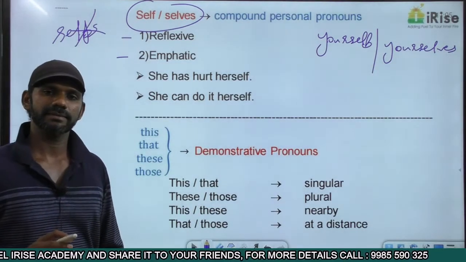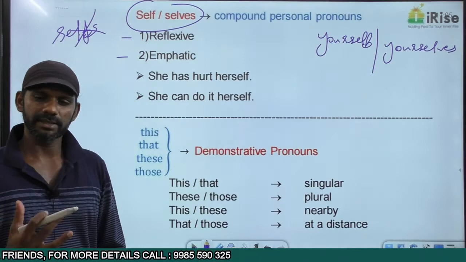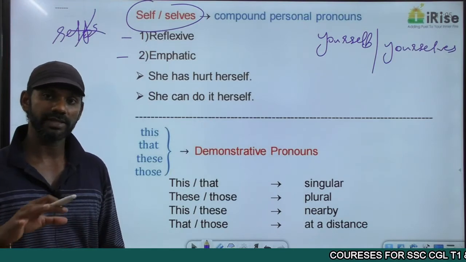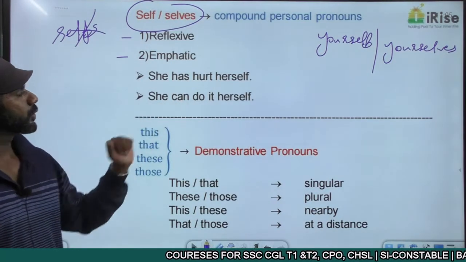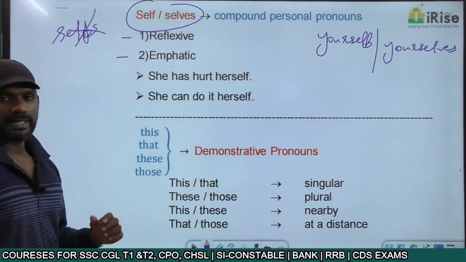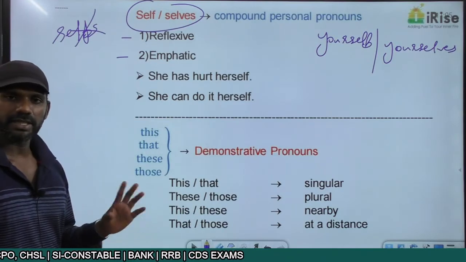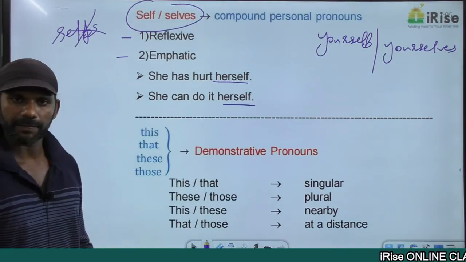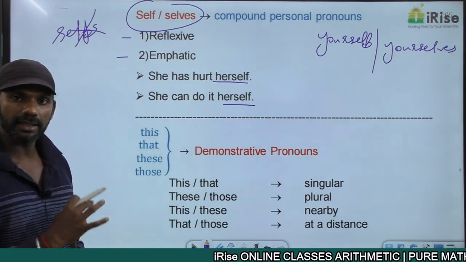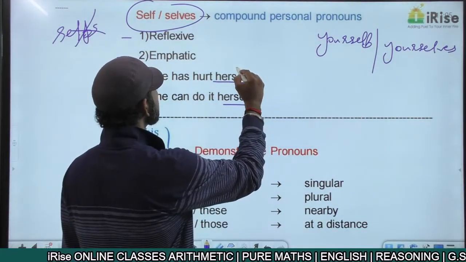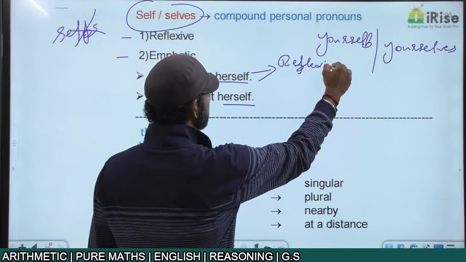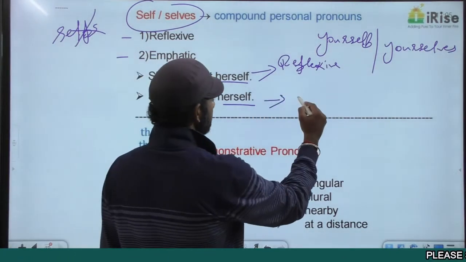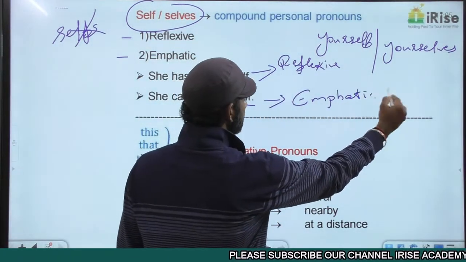You know what is meant by reflexive? Reflecting means getting back to us, coming back to us. Emphatic means giving emphasis, focusing on, stressing on, concentrating on, etc. I have gone for two sentences here. Come to the first one. She has hurt herself. The second one, she can do it herself. Herself is a compound personal pronoun because self is there. Now in the first sentence, she has hurt herself, I say that herself is a reflexive pronoun, whereas in the second sentence, she can do it herself, I say that herself is an emphatic pronoun.